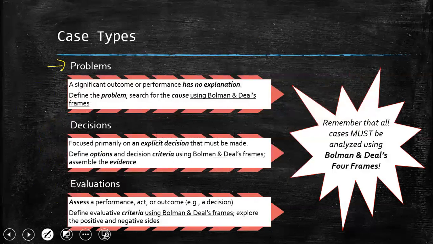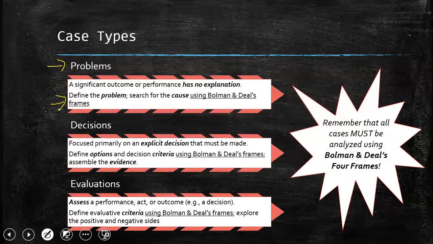So let's start with problems. Problems mean that there's a significant outcome or performance that has no explanation in the case. It's usually a negative or underperformance or an unexpected or unwanted outcome. It's rarely that people are doing better than we thought, but we don't know why. Although those do exist, usually it's something's gone wrong, and we have to figure out what's happening because we don't know why it's happening.